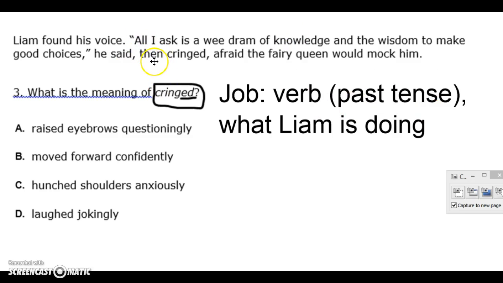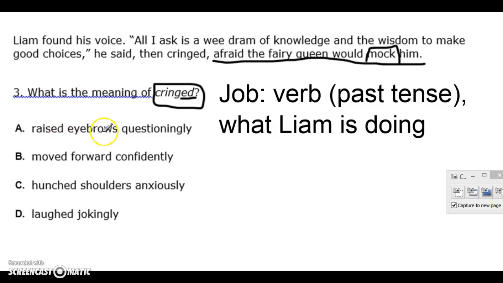He seems to be cringing because, and this is my evidence, he's afraid the fairy queen would mock him. I know the word mock means to make fun of, and if you're afraid that somebody's going to make fun of you, I don't think you're going to be very happy. And so if he's cringing, I think it's something negative, maybe kind of shying away from her, or just responding in some kind of negative way. So I'm going to look for a negative answer.